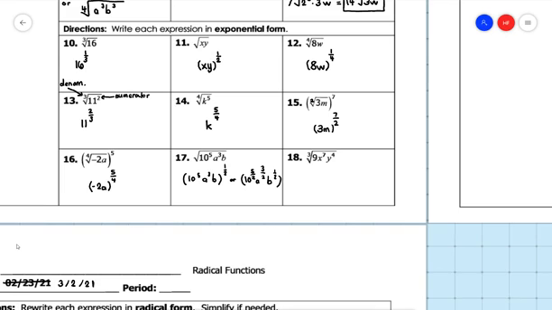And then same thing on 18. So this is going to be the 1/3 power. So we could say that that's the whole thing raised to the 1/3 power. Or we can take everything to that power. We'll say 9 to the 1/3, x to the 7/3, y to the 4/3.